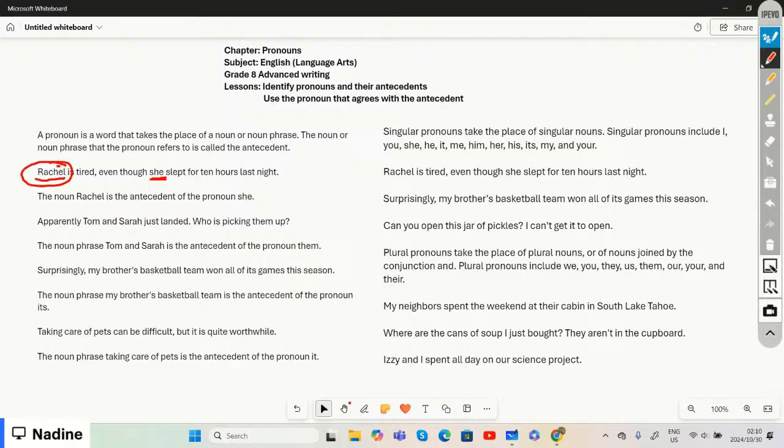The noun Rachel is the antecedent of the pronoun she. Because remember, the pronoun takes the place of a noun. So the noun or the noun phrase is the antecedent of the pronoun.